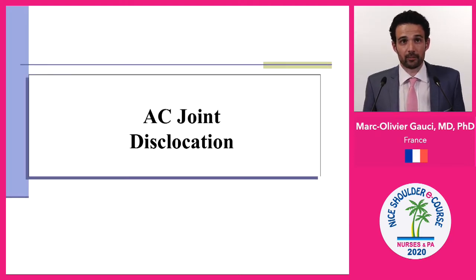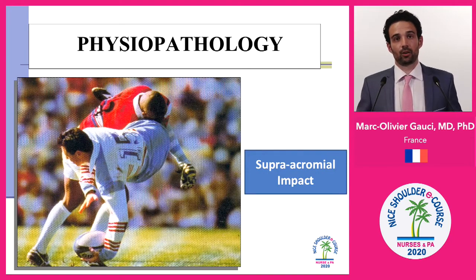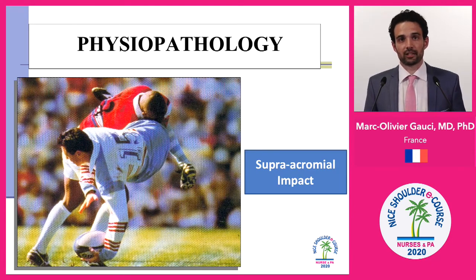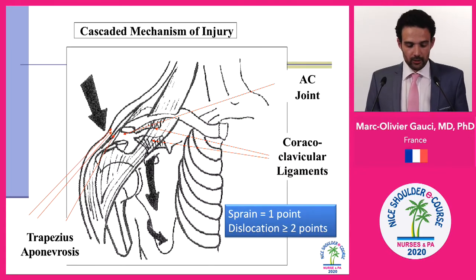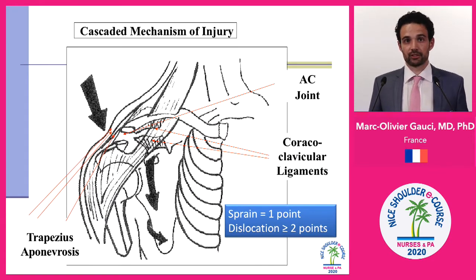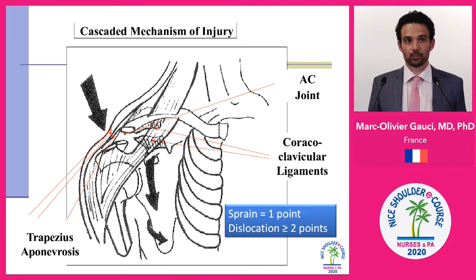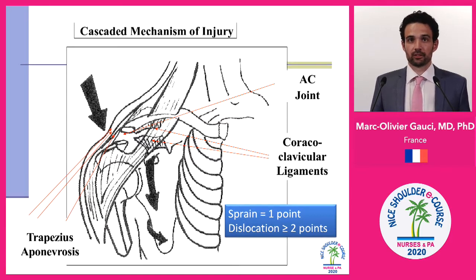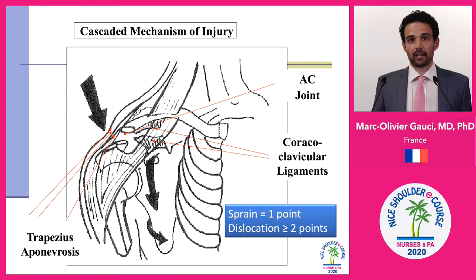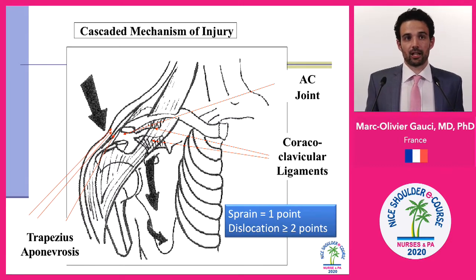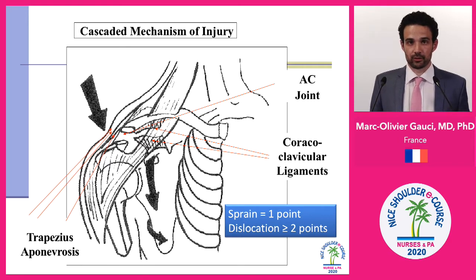So how does it happen? In fact, most of the time it is a supra-acromial impact. You can just have a sprain, so it is only one point that is broken, and you can have a dislocation with more than 2 points. Which are the points? It is the AC joint, the coracoclavicular ligaments, and the trapezius aponeurosis that is broken in the higher stage of the dislocation.